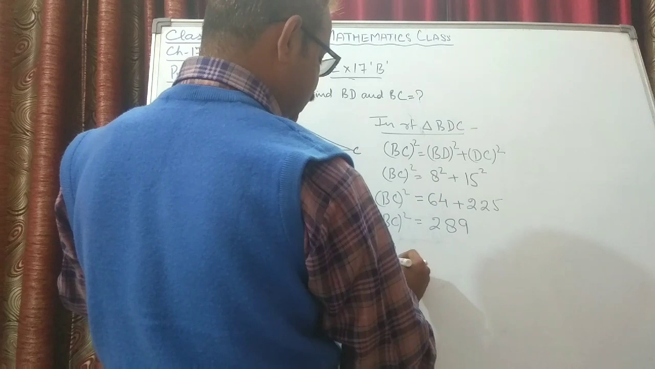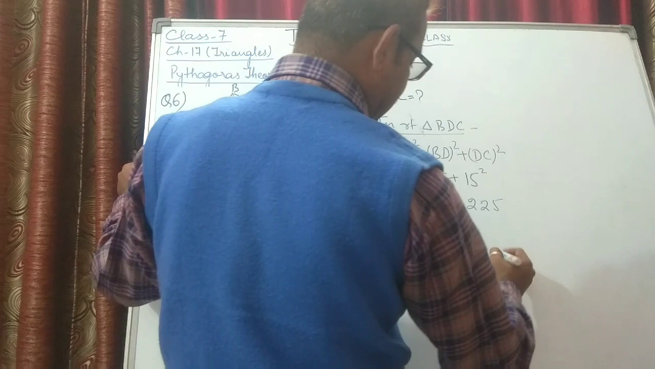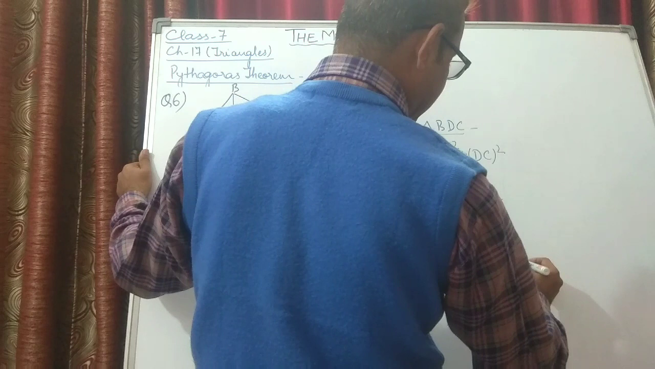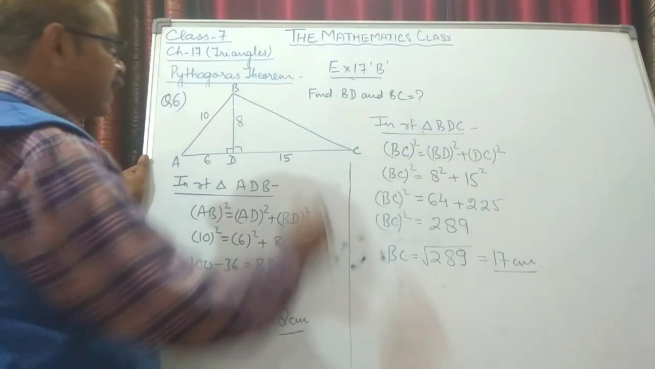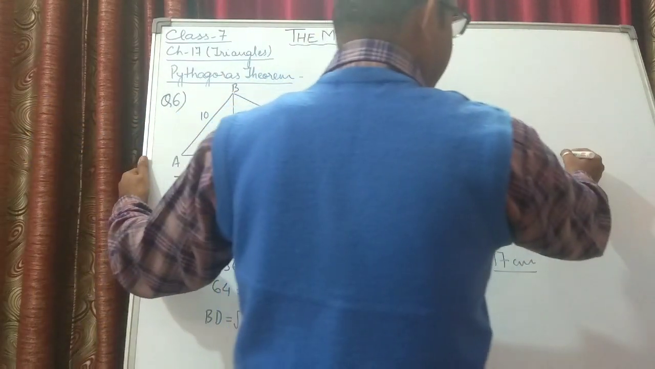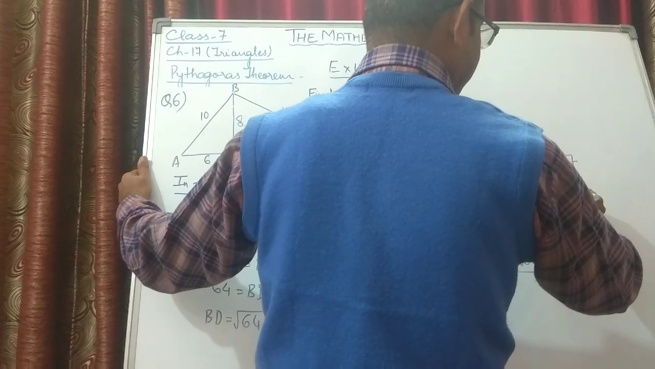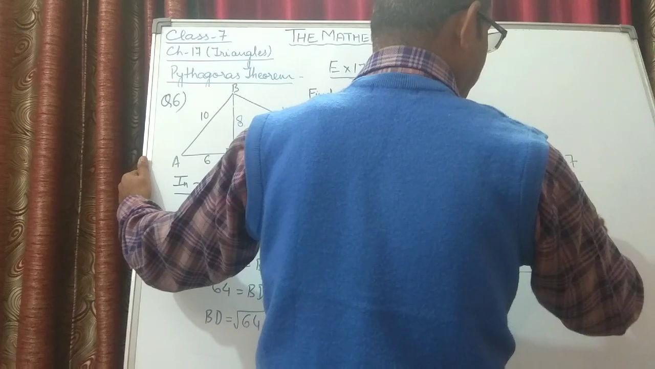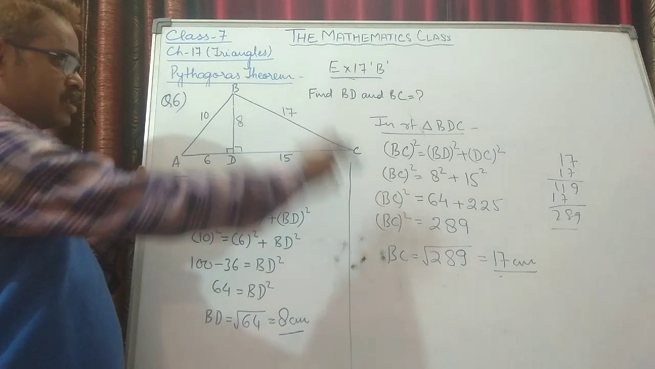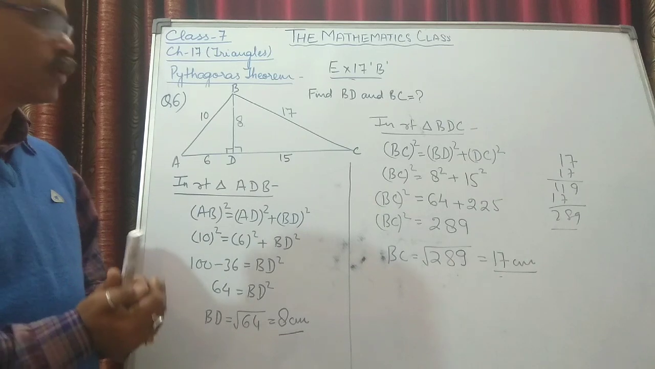So to find BC, we will put under root 289, and root 289 is 17 centimeters or 17 units. So the length of BC comes out to be 17. If you want, we can check: 17 into 17 is 289. You can see it is 289. So this is how we use the Pythagoras theorem in calculating the sides of a triangle.